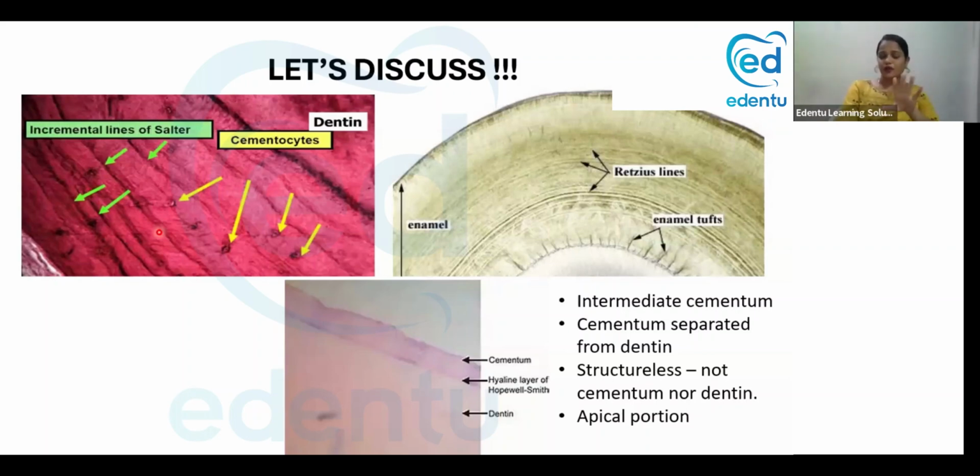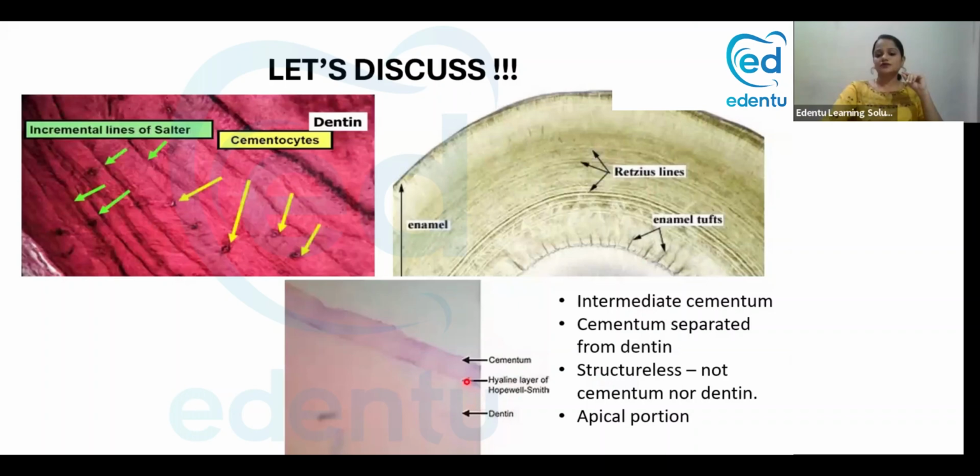Because of this rest and active phase, in all these tissues, like enamel and dentin, you can see a lot of lines. They are called the incremental lines. For cementum, the incremental lines are called the lines of Salter, and next is enamel. For enamel, these incremental lines are called the stria of Retzius, or the lines of Retzius. So in enamel, it is the stria of Retzius.